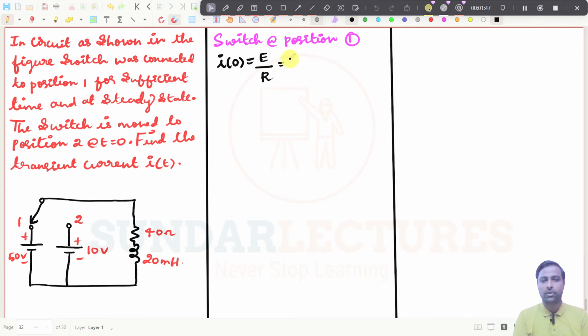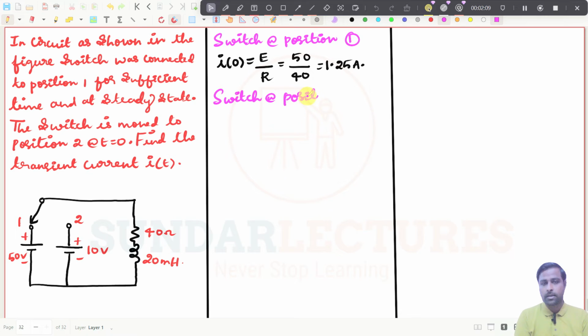And what is this value now? It is 50 divided by 40, right? So if I simplify this, I will get 1.25 amperes. Now for the second case, switch at position 2. Now it is connected to position 2 and I need to find what the current value is. It is very simple, right?